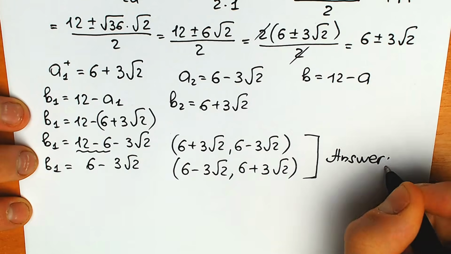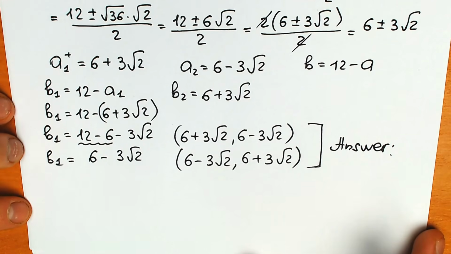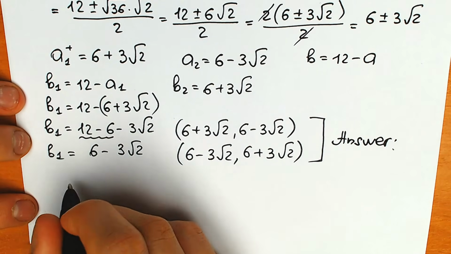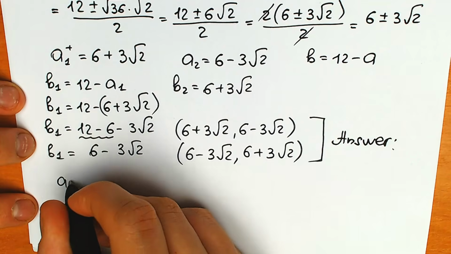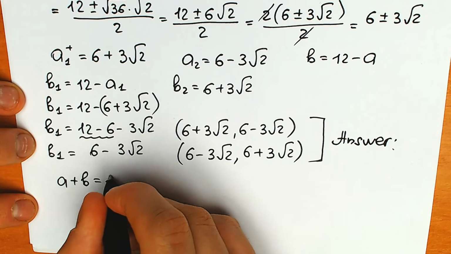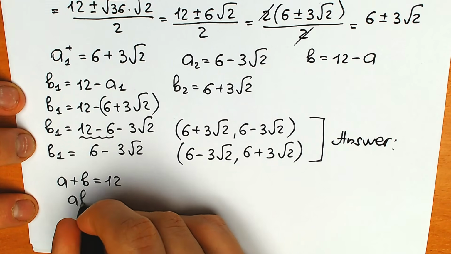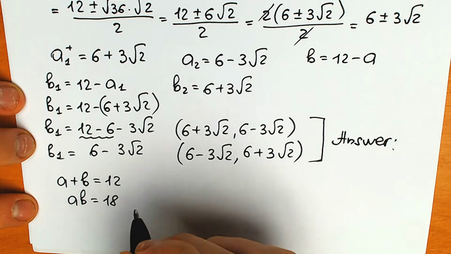And right now, in the end, let's check real quick our roots. First of all, I'm going to write our system of equations right here. So a plus b equal to 12. And ab equal to 18. Right now, let's check real quick.